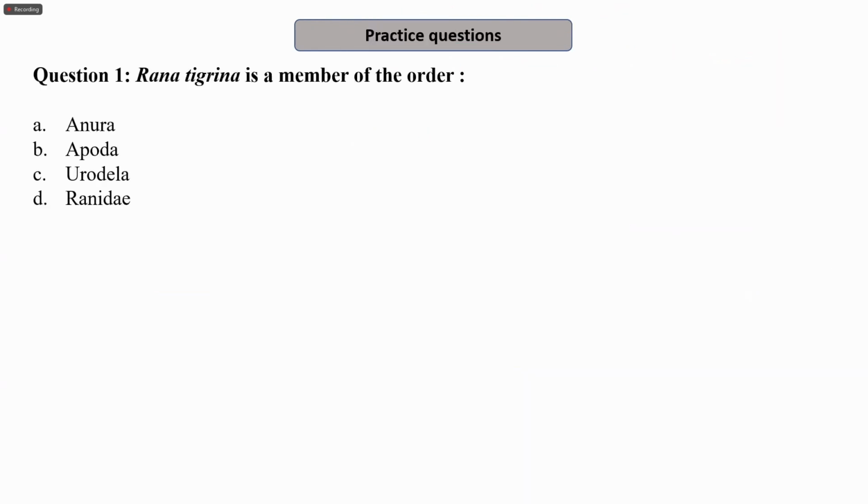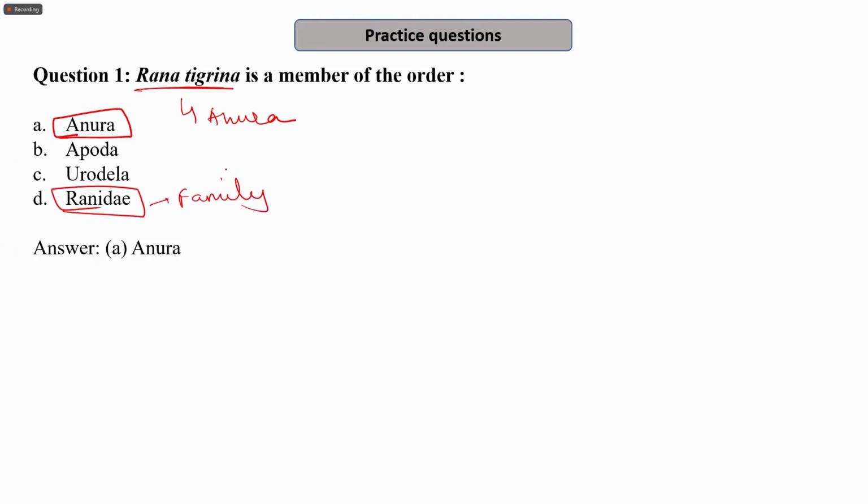So there are certain practice questions for the quick revision of what we have learned till now. Rana tigrina is a member of the order... We know that Rana tigrina is a member of the order Anura. So the correct answer is option A, Anura. Ranidae is not the order, it's the family. So the answer is Anura.